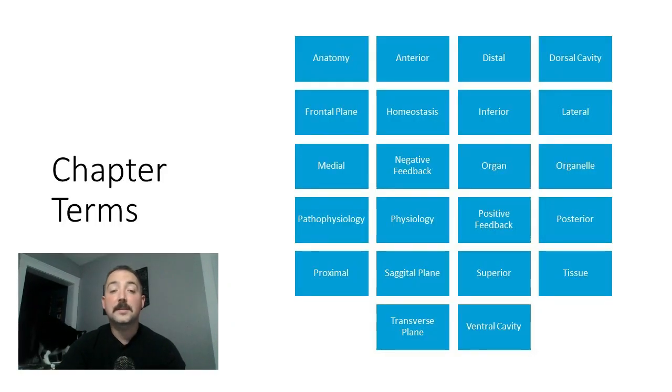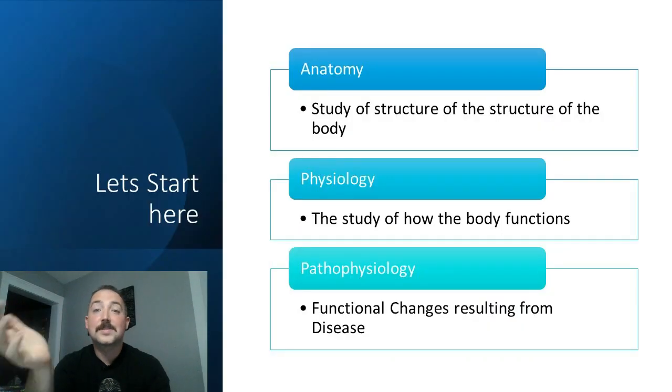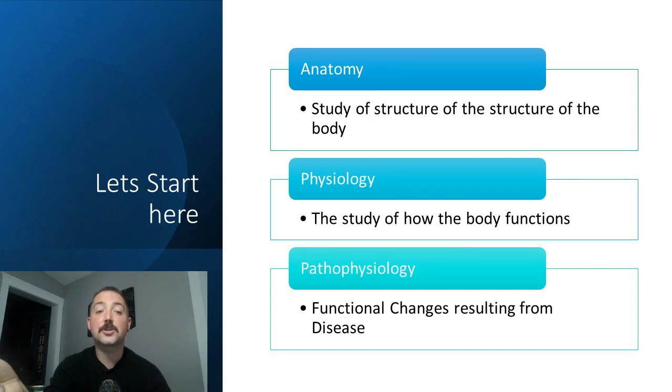So along with the objectives, I'll also give you a list of terms that will be used in this week's content. You'll also find these on the last page of the textbook in the chapter, along with all the definitions. So since it's the first week, I'll go easy on you guys and I'll give you the first 3 terms. Anatomy is the study of structure of the body, physiology is how the body functions, and pathophysiology is the changes that happen to the body when we get ill or injured.